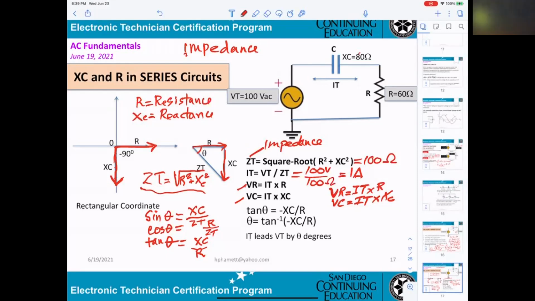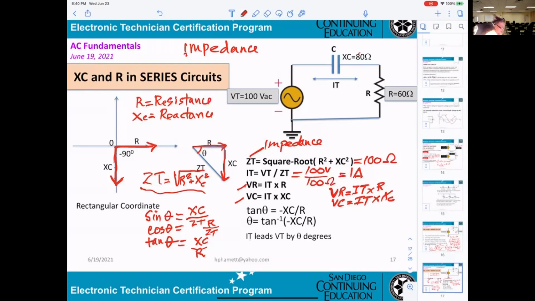Hey, Mr. Pham, just a quick question. Down at the bottom, you said IT leads VT by theta degrees. On your handout, IT is leading VC by 90 degrees. That formula, is it something regarding resistance and capacitance? You're going to have to tell us, Mr. Pham. Can you repeat your question one more time so it becomes clearer? Yes, please.